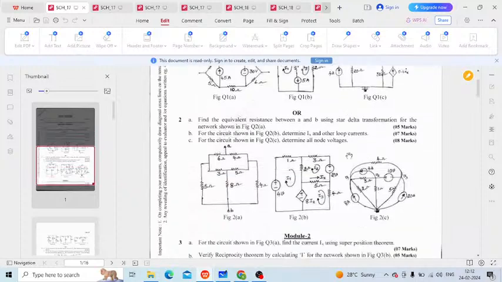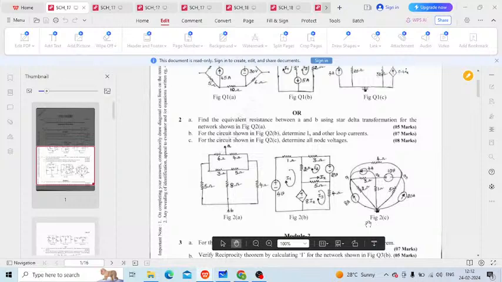Let's see the second type of question. 2C. For the circuit shown in the figure in question number 2C, determine all the node voltages. This question is a 100% important question. You'll get it for the exam. The question number 2C is this one. I'm showing with my hand, see here. This is the hand which has been moving on the figure.